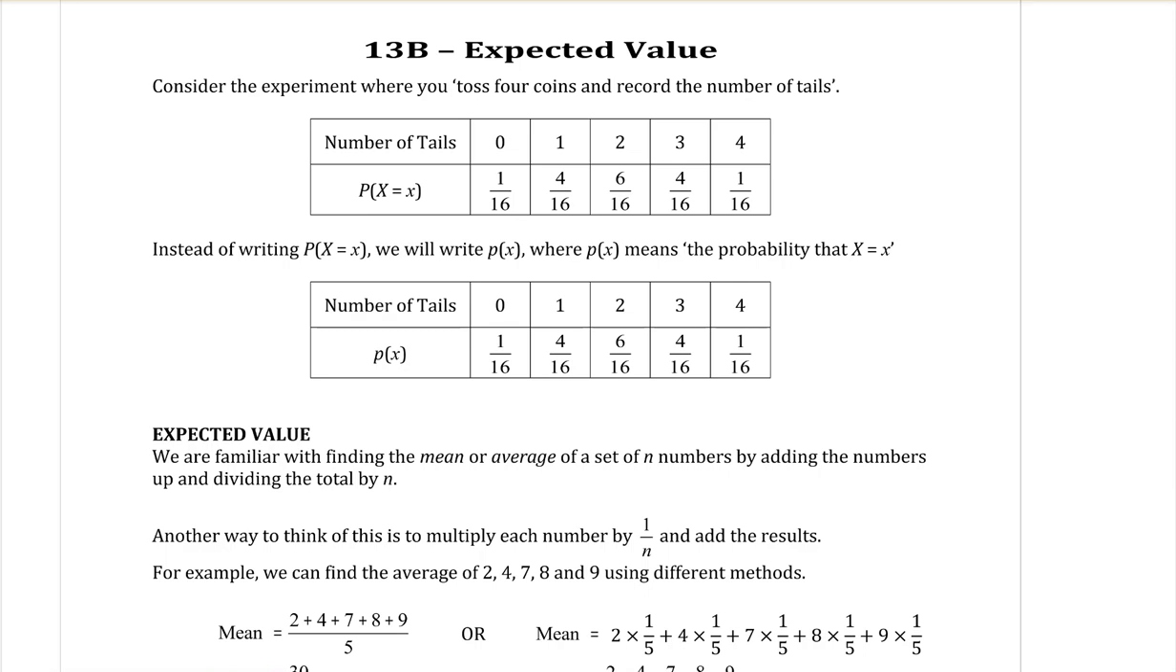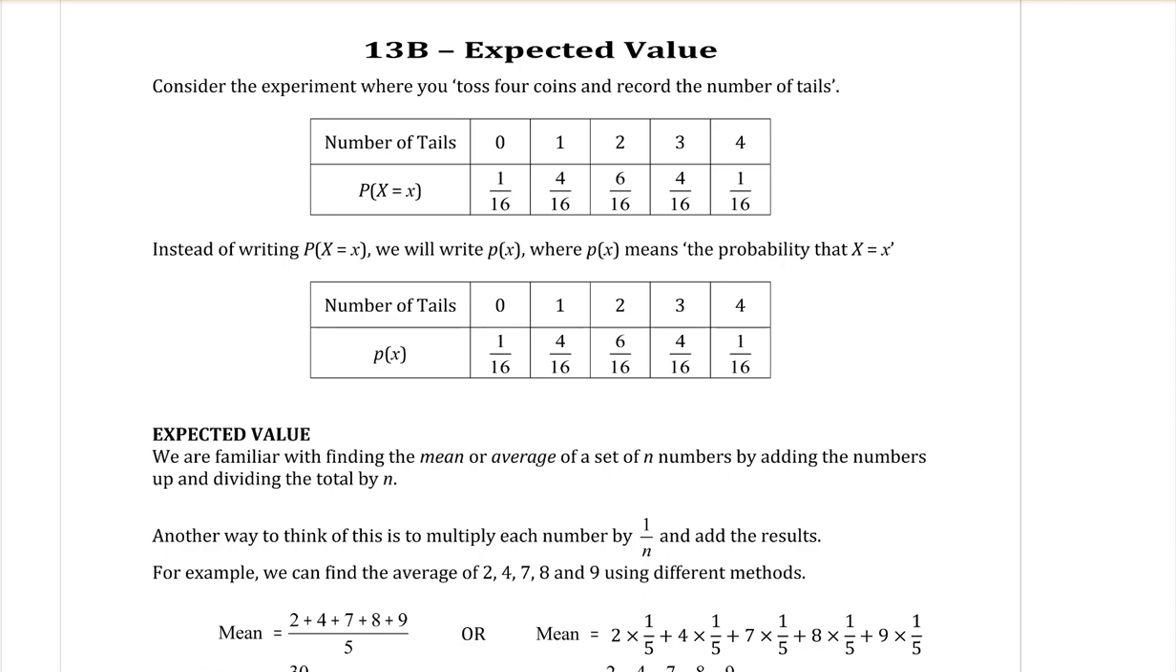All right, so 13B, our second exercise today is all about expected value, and you can see that we're still talking about these same tables. It says, consider the experiment where you toss 4 coins and record the number of tails. Okay, so there is the table for us.